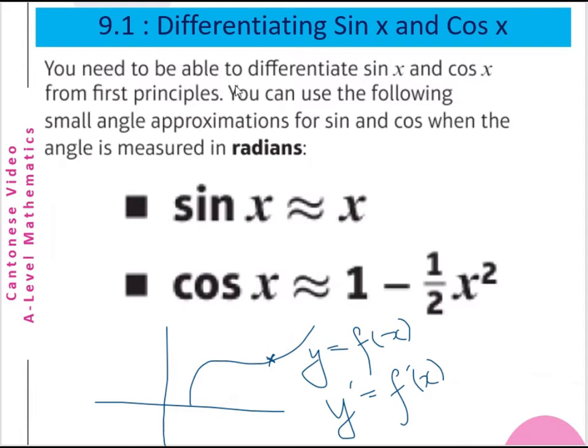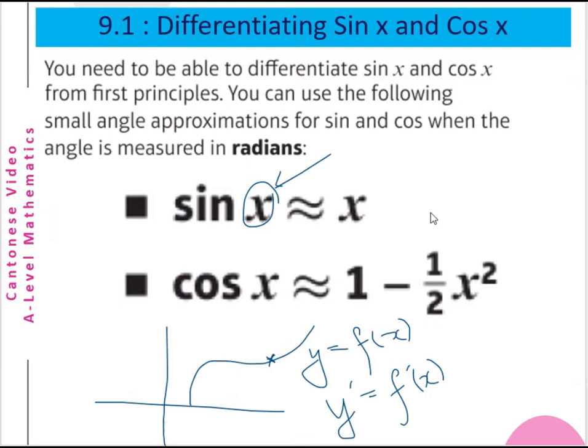You need to be able to differentiate sine x and cosine x from the first principle. You can use the following small angle approximation for sine and cosine when the angle is measured in radians. If the angle is very small in radians, sine x is approximately equal to x, and cosine x is approximately equal to 1 minus half x squared.